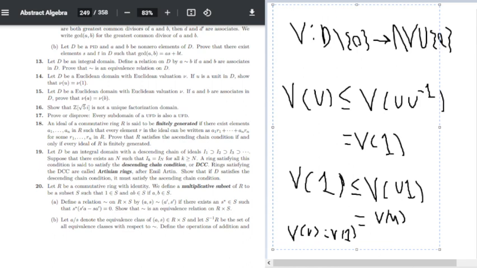Alright, an ideal of a commutative ring R is said to be finitely generated if there exist elements a1 all the way to an in R such that every element r in the ideal can be written as a1 r1 plus all the way to an rn for some r1 all the way to rn in R. Prove that R satisfies the ascending chain condition if and only if every ideal of R is finitely generated.